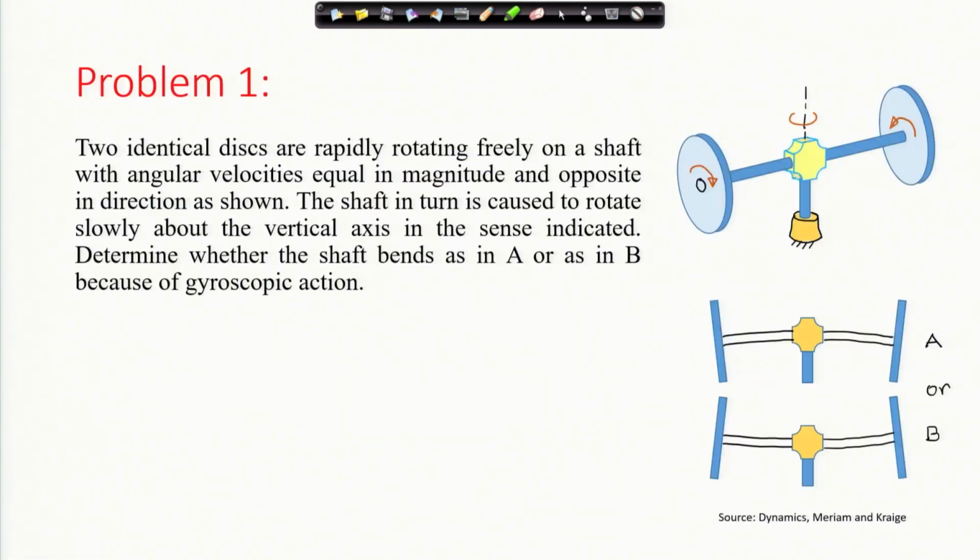Let us look at some problems. Two identical discs are rapidly rotating freely on a shaft with angular velocities equal in magnitude and opposite in direction as shown. The shaft in turn is caused to rotate slowly about the vertical axis in the sense indicated. It is rotating in this direction.